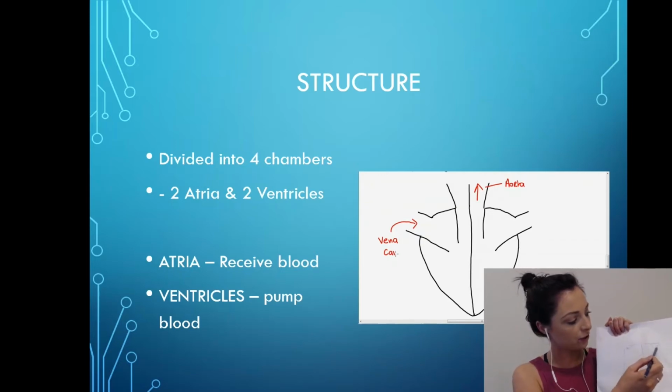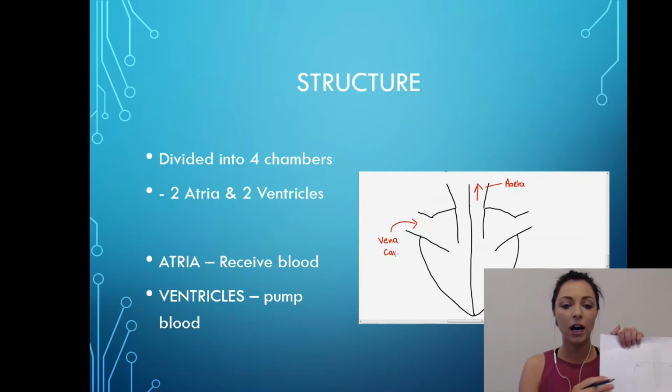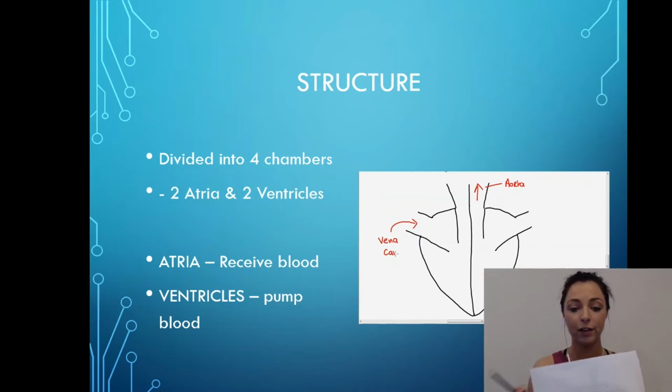Same here. Blood enters through the atria, goes down to the ventricle, and then the forcing action of the pump pushes it back up and out through the vessel. Okay, so easy. So atria receive the blood and ventricles pump the blood.